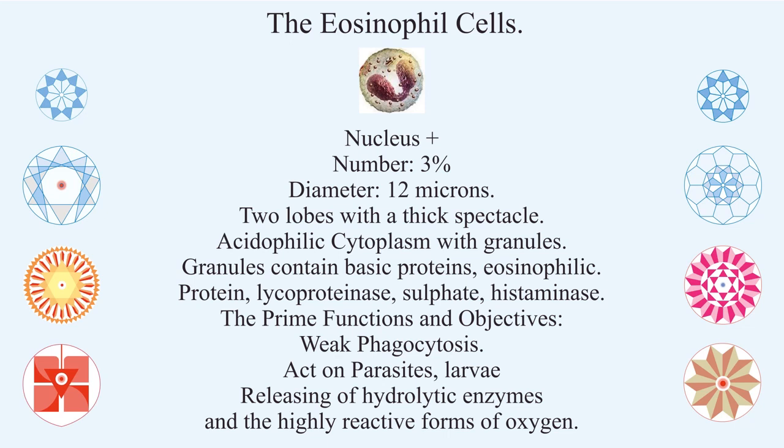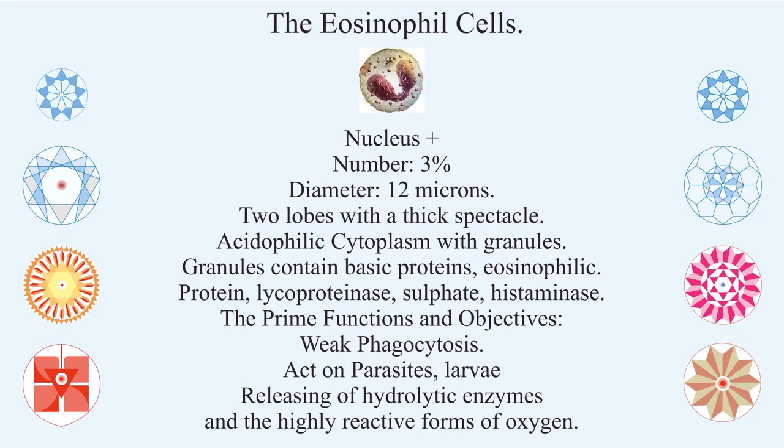Having talked about neutrophils, which is the highest number, let's talk of the second, which is eosinophil count. Nucleus is present, you can see in the picture. Number is 3%. Diameter is 12 microns again. 2 lobes with a thick spectacle. If you look at the picture, it looks more as if you are wearing spectacles.